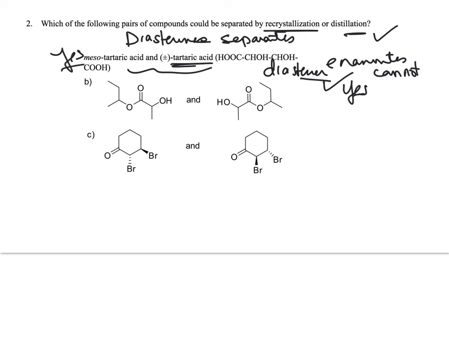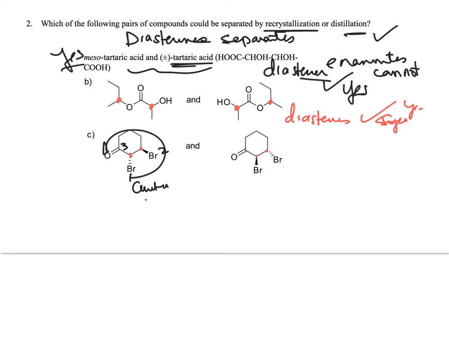Here you have 2 asymmetric carbons. You have an asymmetric carbon here and here, here and here. Since these are diastereomers, they can be separated. So yes. This one here, you still have two stereocenters, but if you do your R and S here, you'll see that this is 1, 2, 3, 1, 2, 3. So what is that?